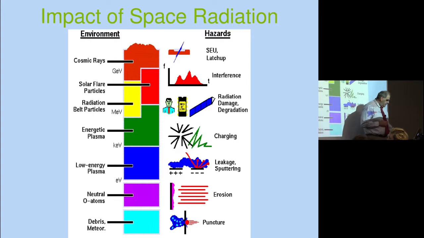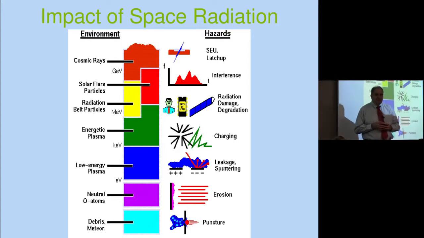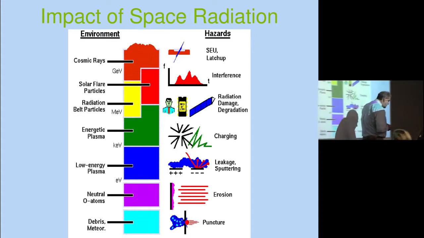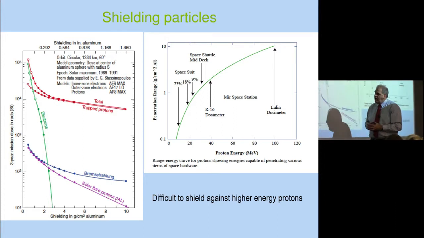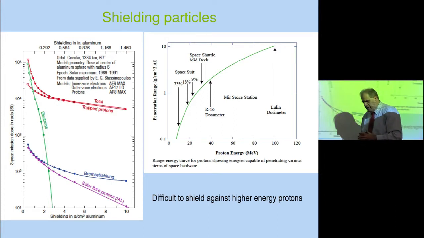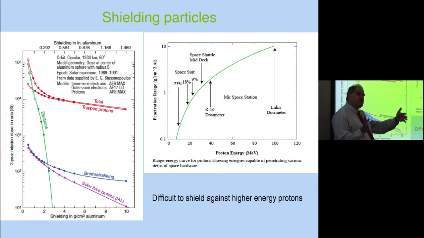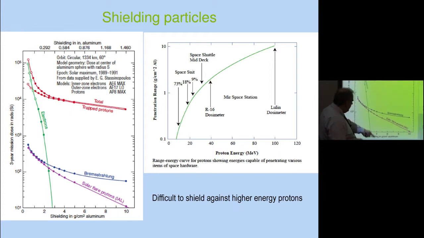So what can we do? The obvious thing is to try to put stuff in the way between us or our electronics and these particles. That's called shielding. Shielding does have some effect, by putting material in between you and the particles, or your electronics and the particles. This is a plot of what happens to the 3-year dosage if you put a certain amount of aluminum shielding. This is a strange unit of grams per centimeter squared. You've got to divide by the density of aluminum, which I think is 2.7 grams per cubic centimeter, to put this in centimeters or lengths.